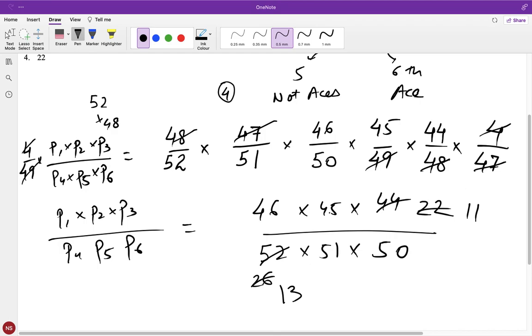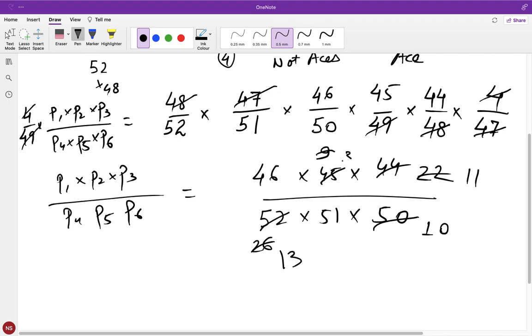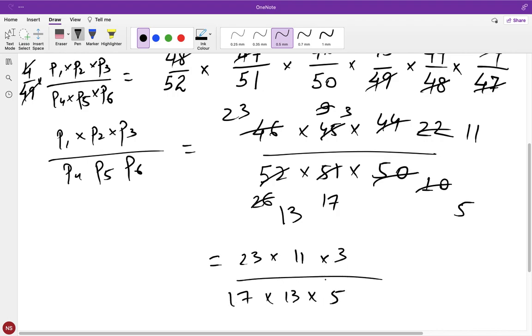Over here, let's divide this by 5. So 9 and 10. Again, 3, 17. So 17 is a prime number and 3 is a prime number. Now we are left with 46 and 10. So 5, 23. I don't think there is any chance of factorizing any further. So 3, 5, 11, 13, 17, 23, all are prime numbers.